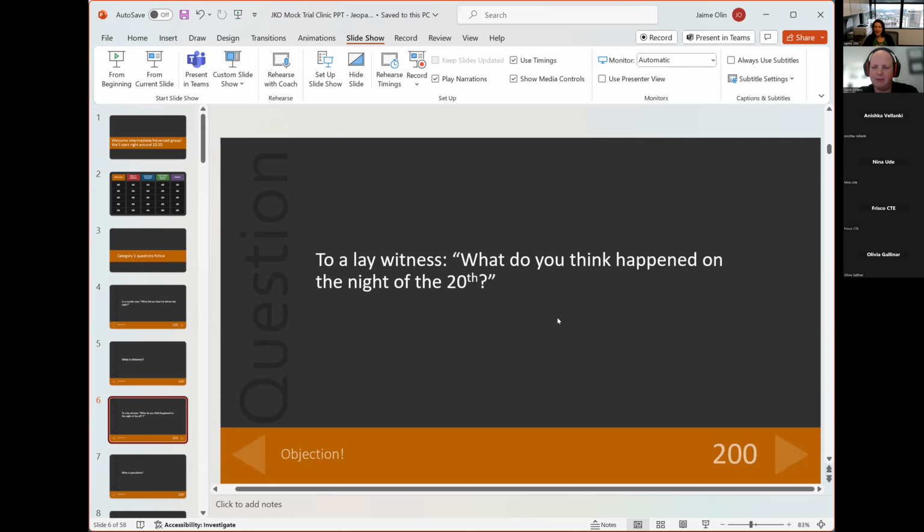So an expert witness can provide their opinion on the ultimate issue in the case, or not the ultimate issue, but in terms of a question like this, what do you think happened on the night of the 20th? I don't know what they would have to be an expert in to answer this type of question, but if it's a question like, what do you think the defendant's prognosis was? And the expert is a doctor, then that doctor can give their opinion of what they believe the prognosis is based on their education and experience.